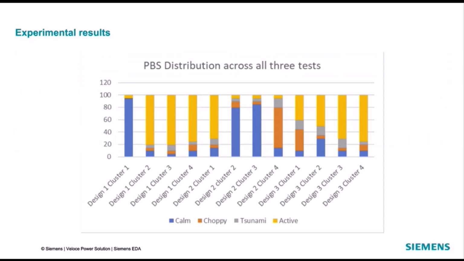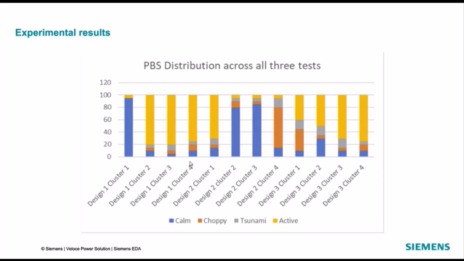Here we are showing the experimental result for PBS distribution across all the three tests that we run. And these tests are really long workloads. They are millions of cycles. And as a power expert, when you review this one, you want to look at it and say, okay, so this cluster one of design one, what is its main power profile? So I can see these are mainly calm and there are some active regions.